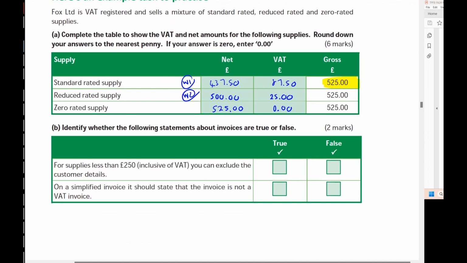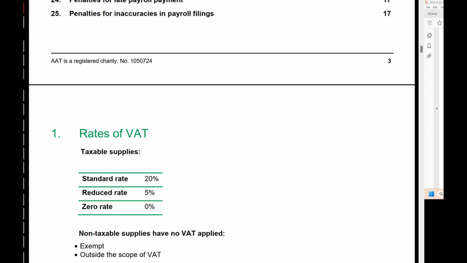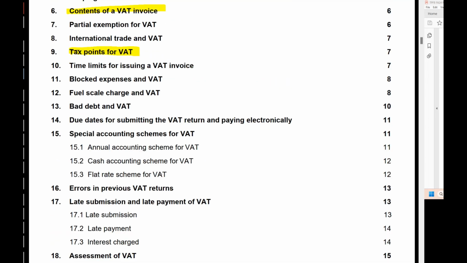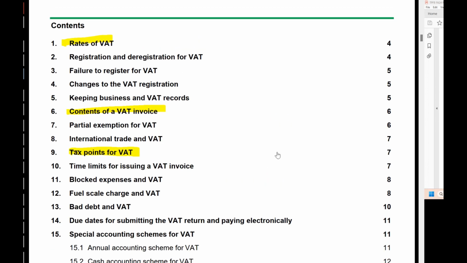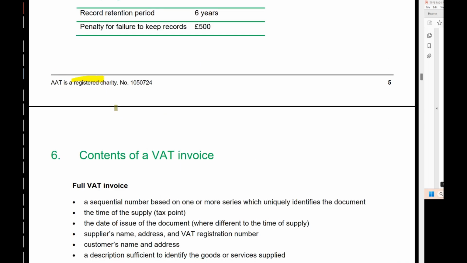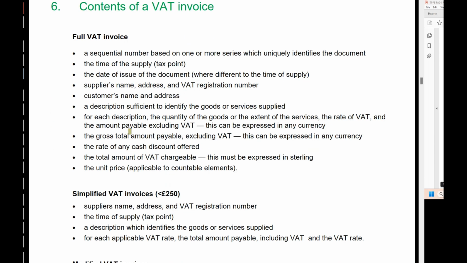I've then got some true and false questions. And these true and false questions are in relation to supplies less than £250. It says we can exclude customer details. So it's talking about invoices. Identify whether the following statements about invoices are true or false. Remember what I said, that there's a little section on invoices. Let's just check here where it is. It's section 6. So let's go to section 6 and see what it says.